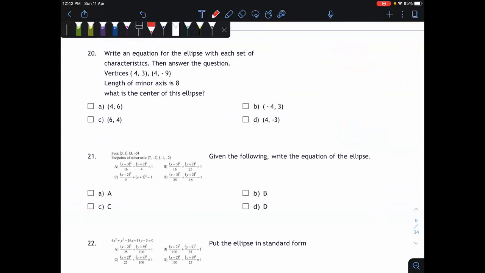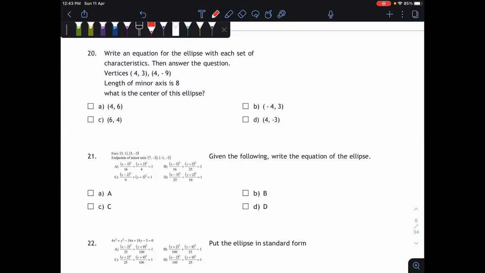Write an equation for the ellipse with each set of characteristics, and then answer the question. Write the equation first, and then answer the question. What is the center of the ellipse? The vertices are (4, 3) and (4, negative 9). So I think that 4 is constant, and the 3 and negative 9 are changeable.